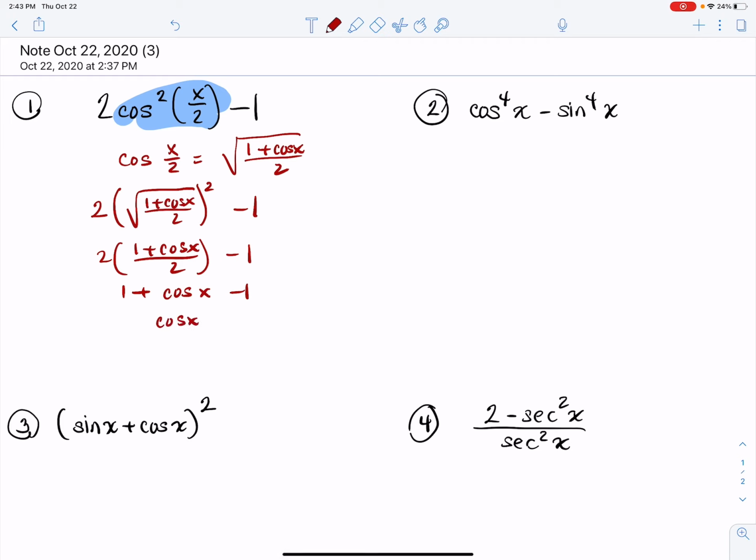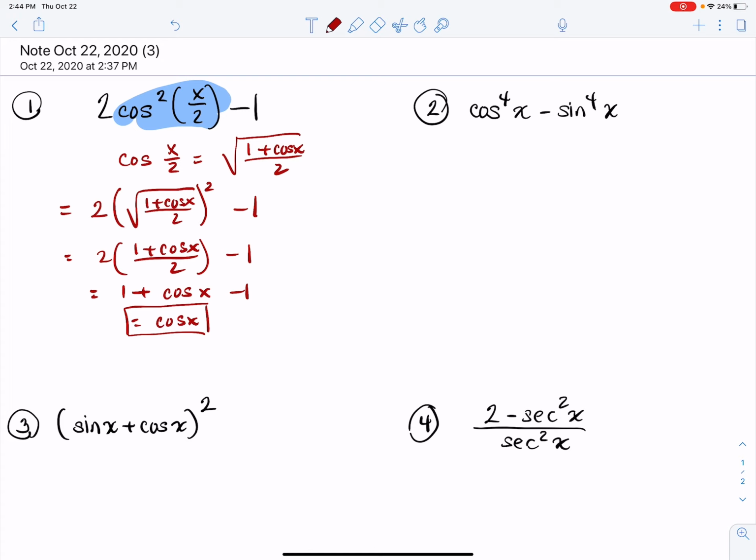So naturally, all of these are equal. So just to emphasize that, yes, that expression is equal to cosine of x. And that is definitely in simplest form. Can't argue with that. Now looking over at number 2 here, this one's a little bit different.